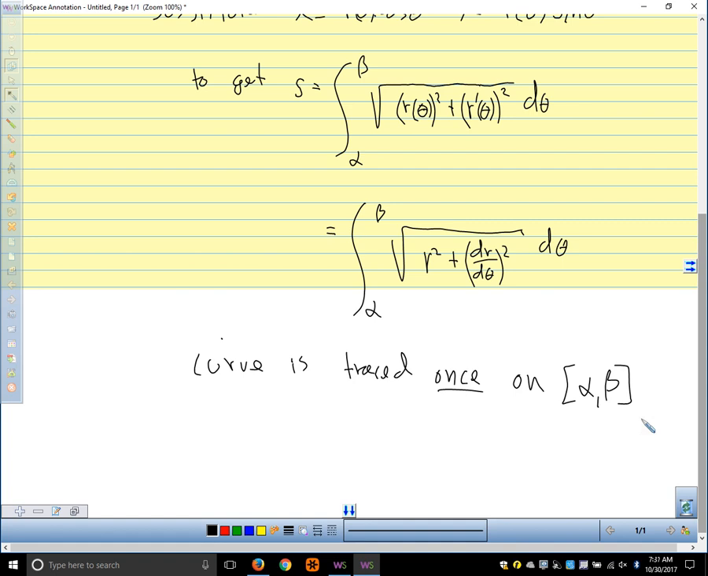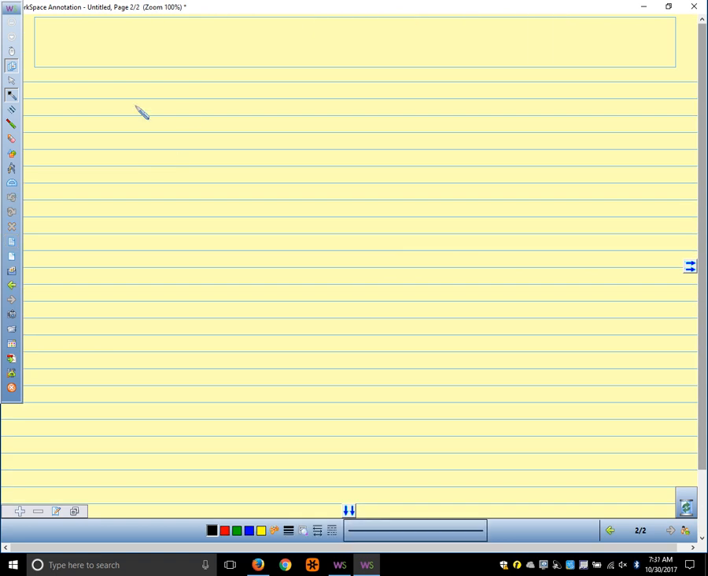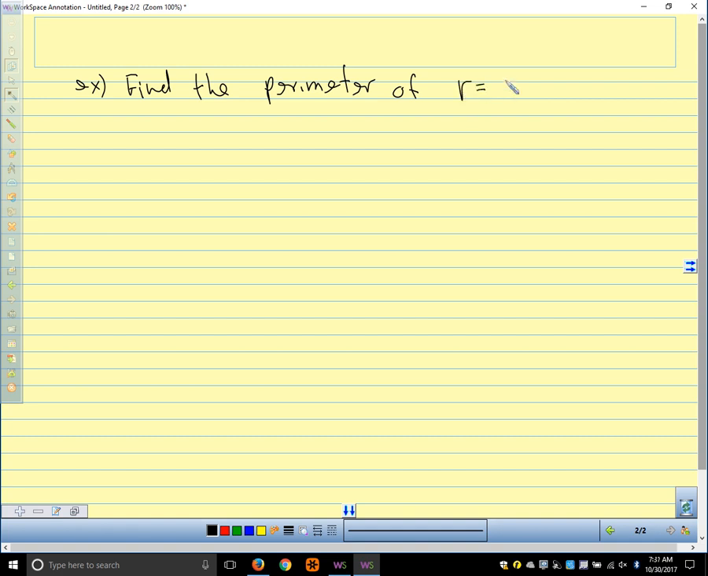All right, so let's look at a quick example using this arc length formula. Because Infinite Campus is down, I can't get into my network drive, so I can't pull up a picture. But we're going to use our favorite cardioid. We want to find the perimeter of r equals 2 plus 2 cosine theta.